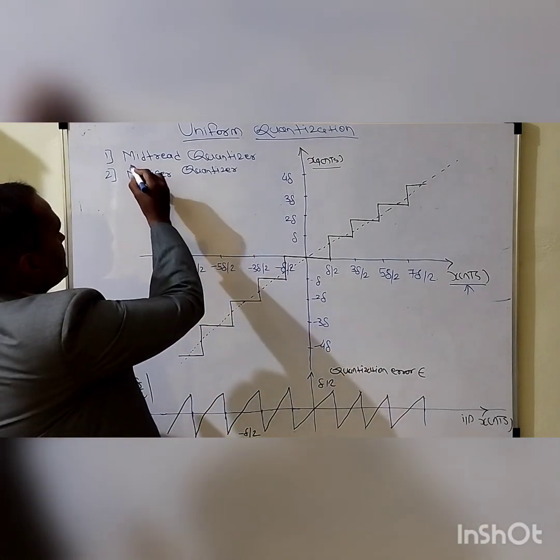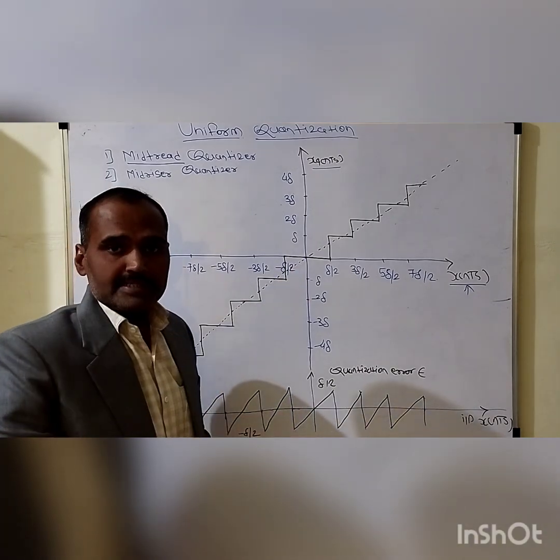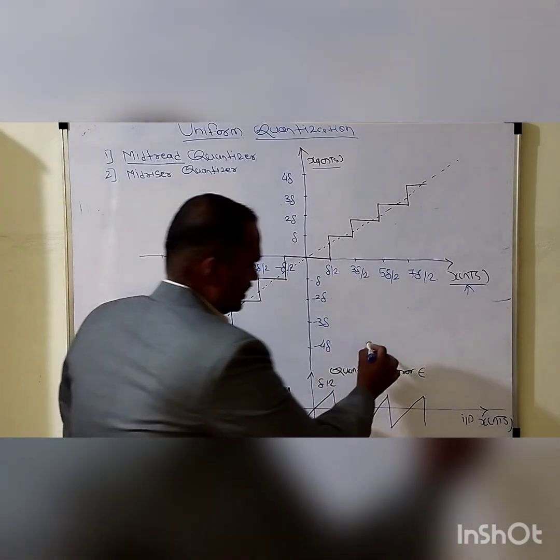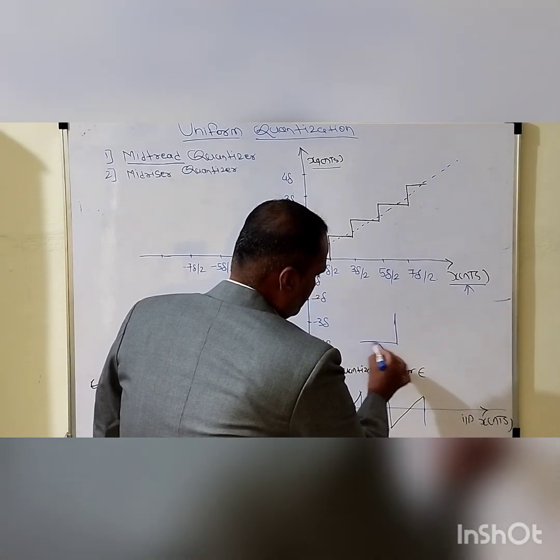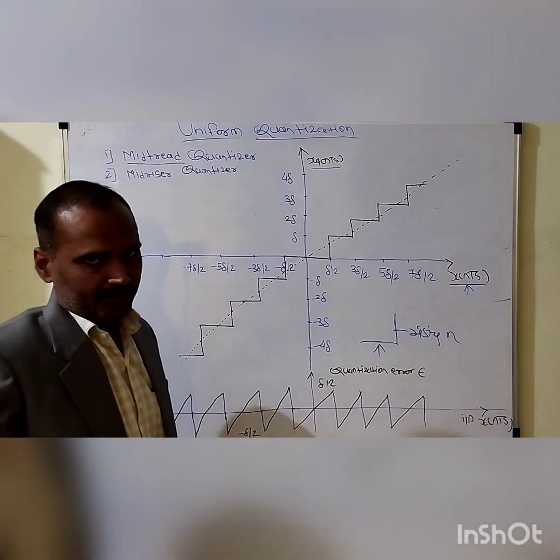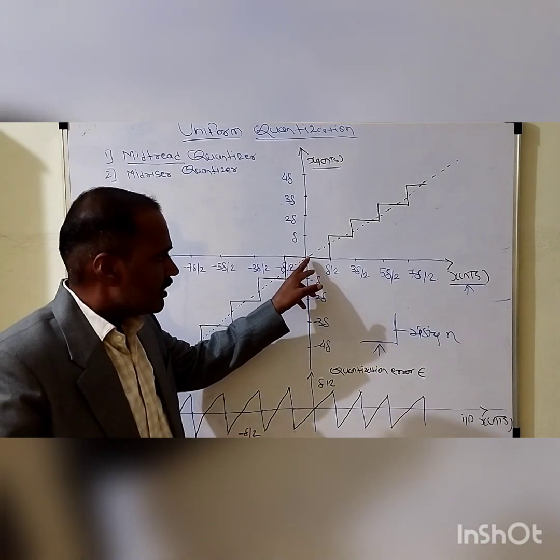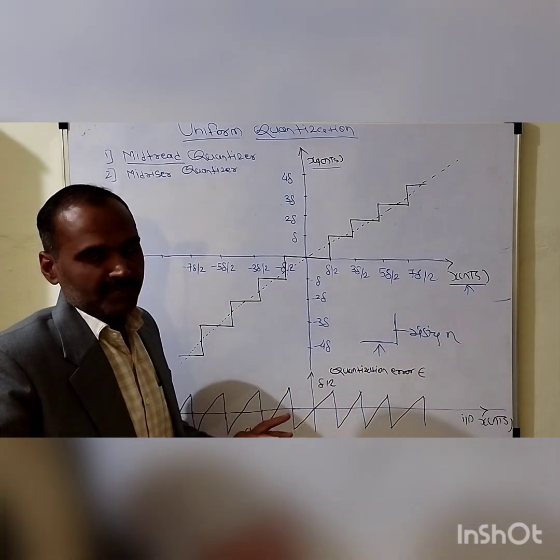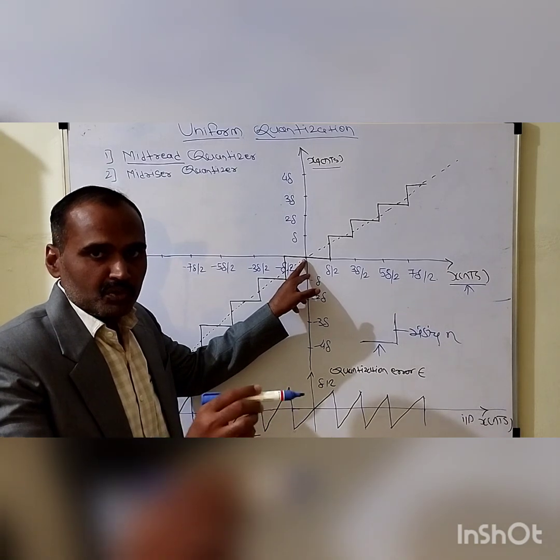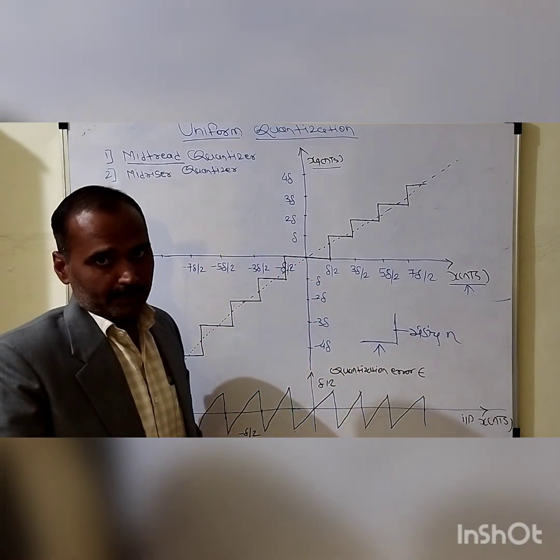Now the question arises why it is called a mid-tread type of quantizer. As you can see, this is the staircase approximated waveform. The staircase approximated waveform is divided into two different parts: this is the tread portion of the staircase approximated signal, and this is the riser portion. If you see carefully, the origin lies at the middle point of the tread part of the staircase approximated signal. When the origin is located at the center point of the tread portion, that's why it is called a mid-tread type of quantizer.